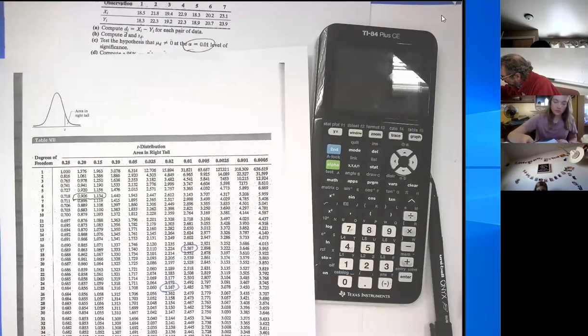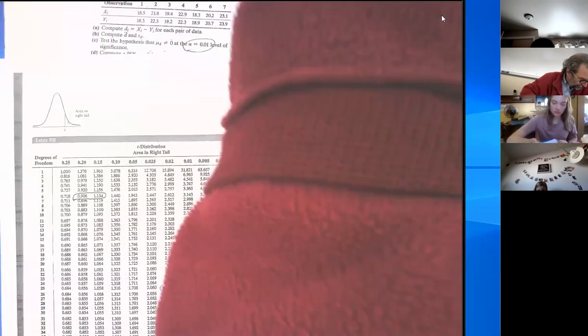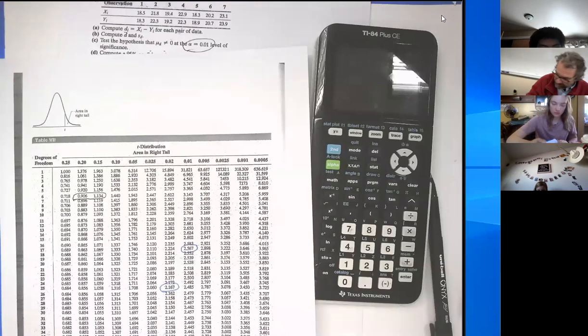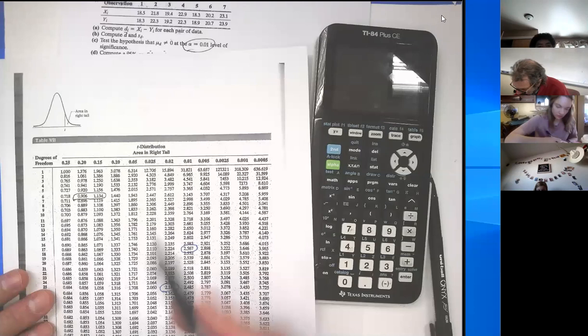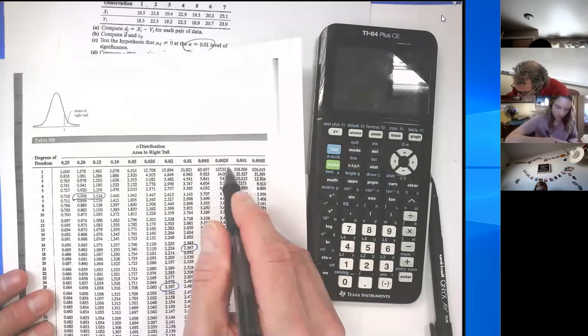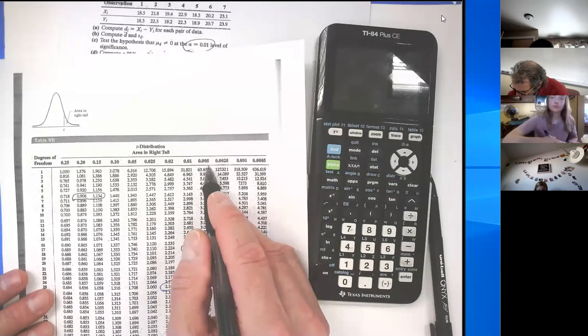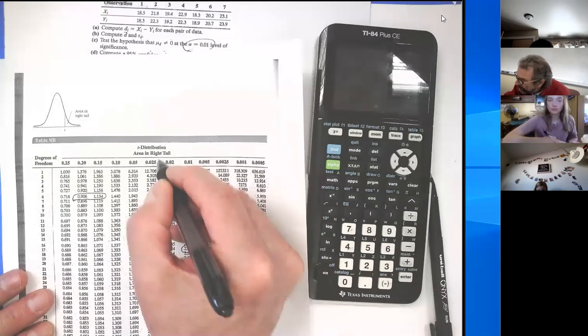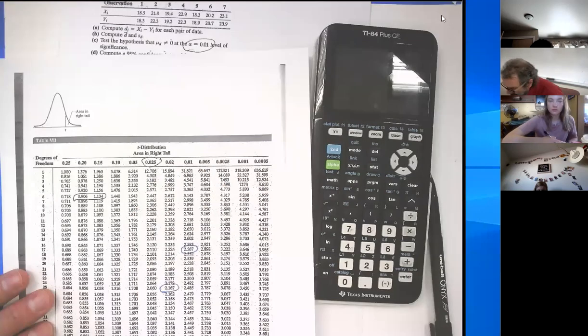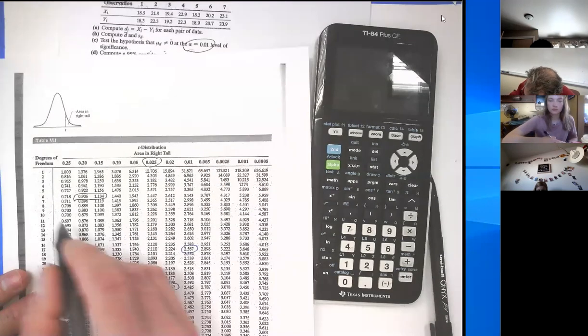Have any fun colors here? Where's my yellow stuff? Gone. Okay, we'll just stick with what we have.